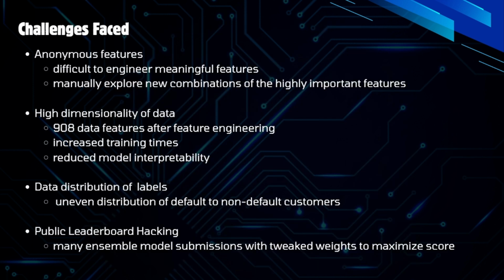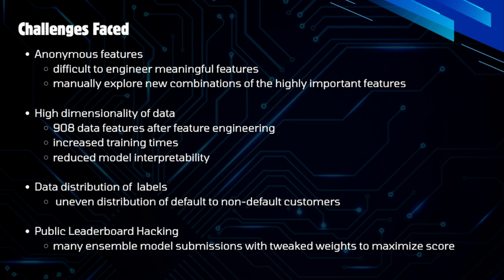Next, we encountered several challenges during this project. First is the anonymous features. Since all feature names were anonymized, it was difficult to perform meaningful feature engineering, and we had to manually explore combinations of important features to uncover useful patterns. Next is the high dimensionality. After feature engineering, our dataset expanded to 908 features, which significantly increased training time and reduced model interpretability.